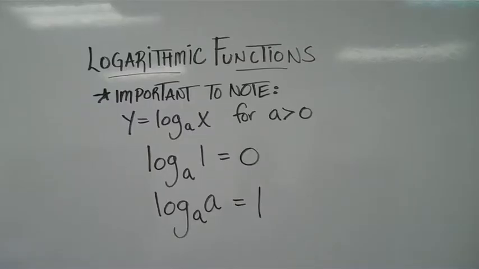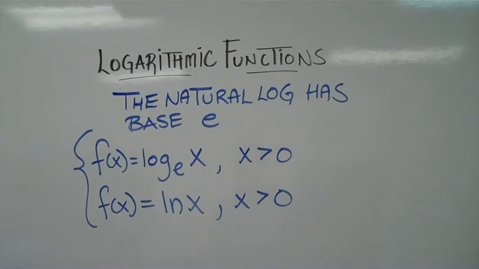From our last graph, we see that it's important to know for y equals log base a of x, for a greater than 0, log base a of 1 equals 0 because a to the 0 is 1. The answer to a log problem is the exponent. And log base a of a is 1 because our base a to the 1 equals a. The natural log has base e. So f of x equals log base e of x, where x is greater than 0, or f of x equals ln x, x is greater than 0. Those are the same thing.